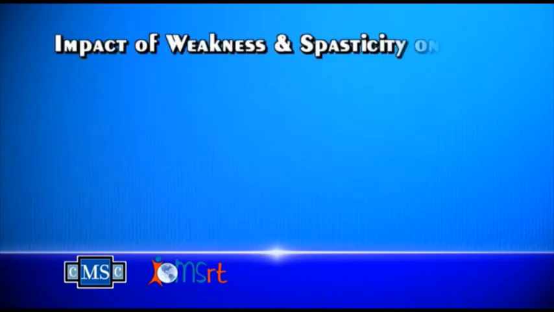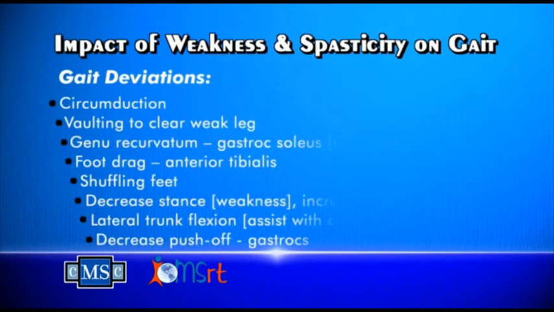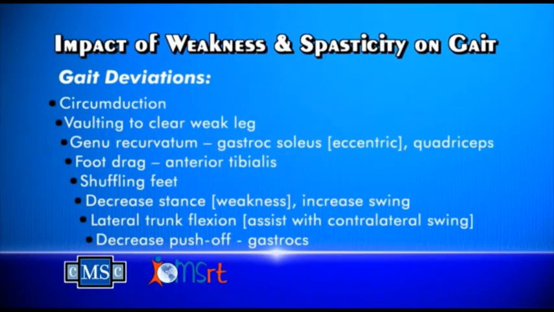As we just saw in the previous video with Andy ambulating with the use of a cane, weakness and spasticity can cause specific gait deviations. We see circumduction, which was demonstrated in the video with Andy as he had to hip hike and swing his leg out to the side to clear it through swing phase. Often our patients will also vault on the stronger leg, that is, lift the body up, in an attempt to clear the weaker leg through swing phase.